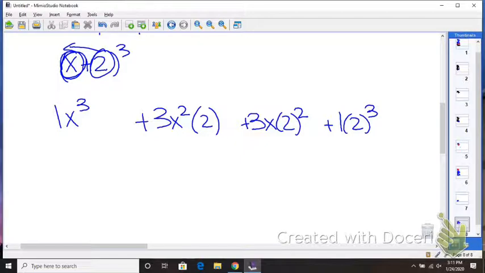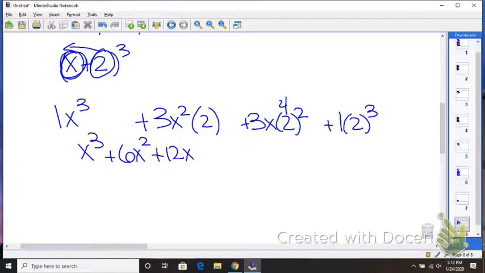Now we're going to simplify. X cubed times 1 is just x cubed. Here I've got 3 times a 2, which is 6x squared. Here I have to do my exponent first, so 2 squared is 4. So I have 3 times 4, which is 12, and then your x.